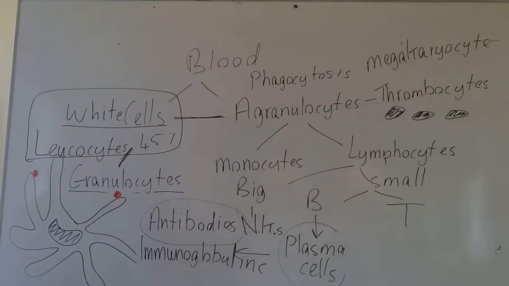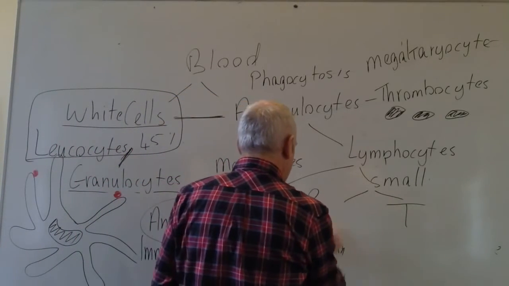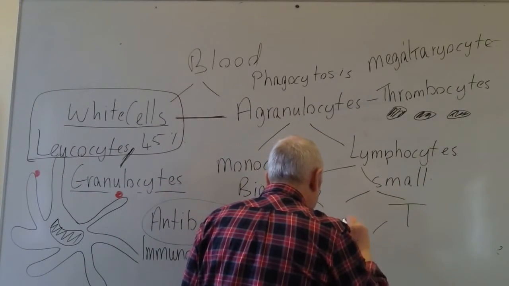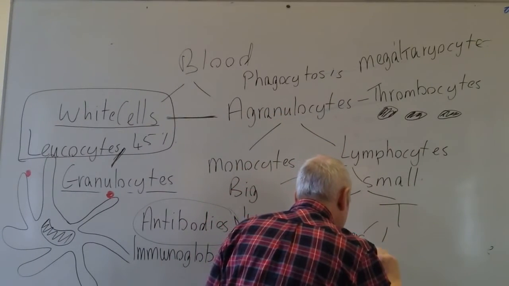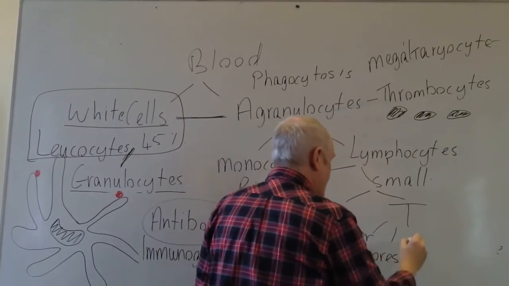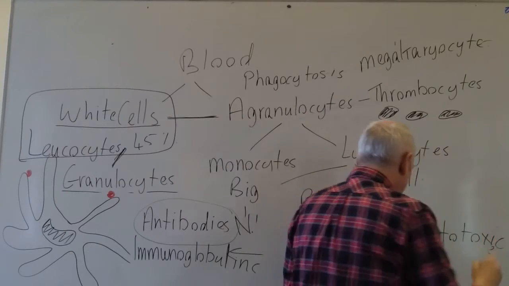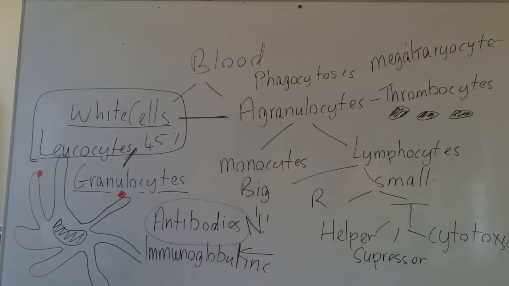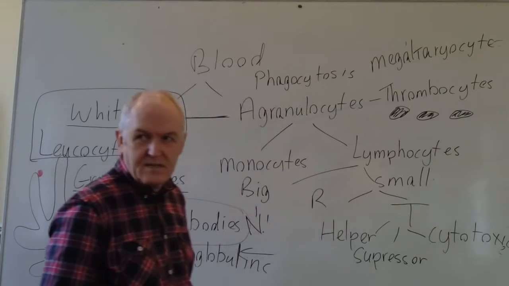Because the lymphocytes are good at fighting viral infections. Now the T lymphocytes are themselves subdivided. There's three types of T cell. There's T helper cells, T suppressor cells, and T cytotoxic cells. So T helper cells, T suppressor cells, T cytotoxic cells.